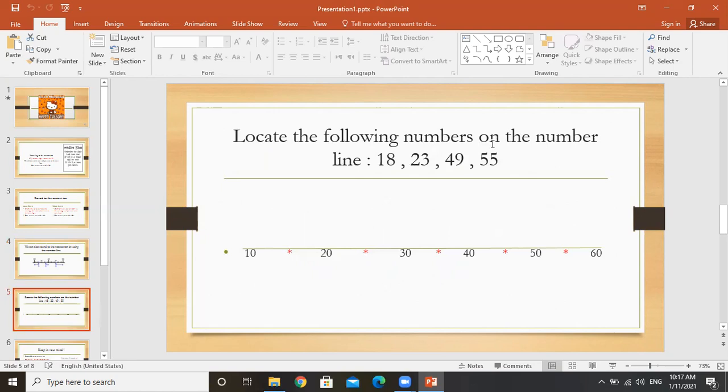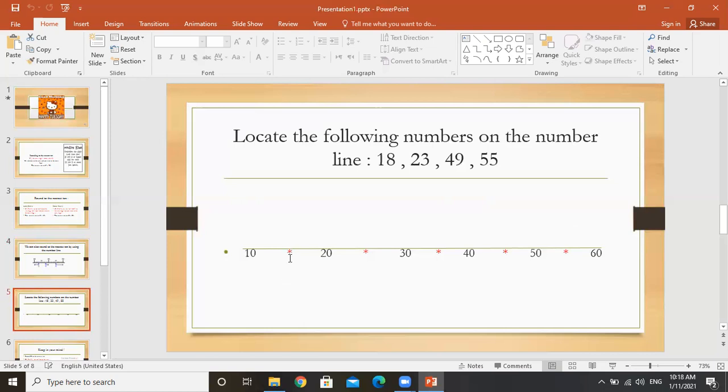Locate the following numbers on the number line. Here we have these numbers: 18, 23, 49, and 55. We should locate these numbers on the number line. And here on the number line we have 10, 20, 30, 40, 50, and 60. These red stars are the midpoints.